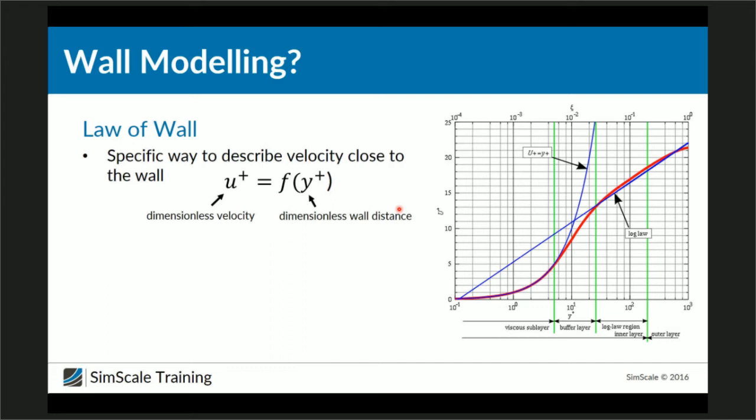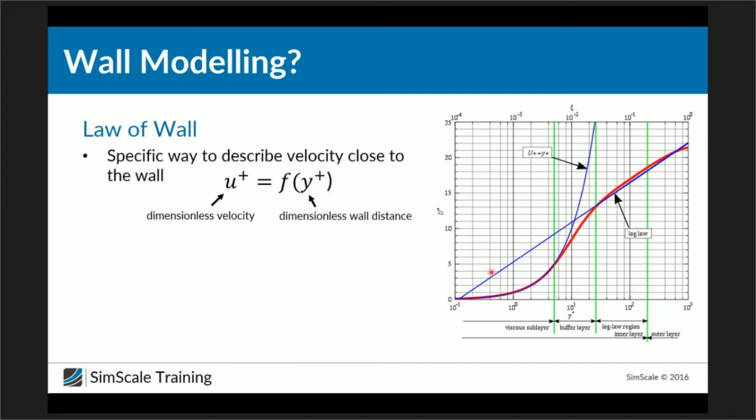And if we take a look at the boundary layer, here on the x-axis you can see the distance normal from the wall, and on the y-axis you can see the dimensionless velocity. And then we can see that there are three areas. There's first of all a viscous sublayer, and in this viscous sublayer you can basically say u plus is equal to y plus. So it's a linear relationship.